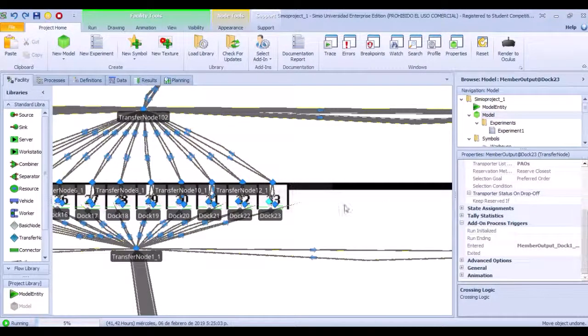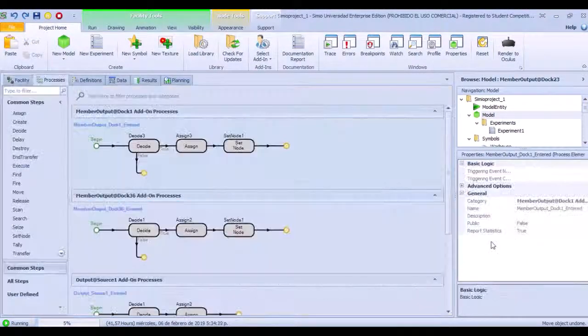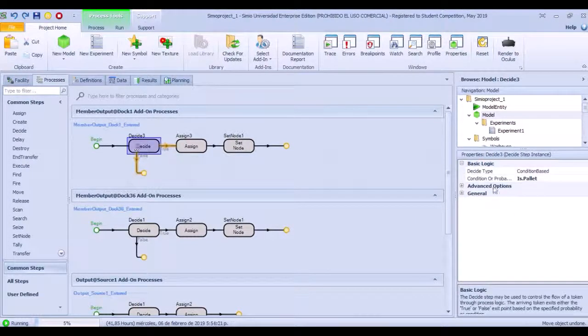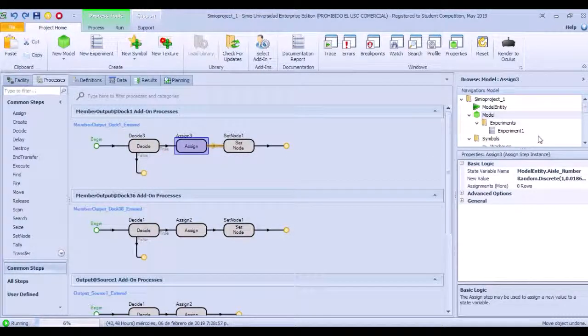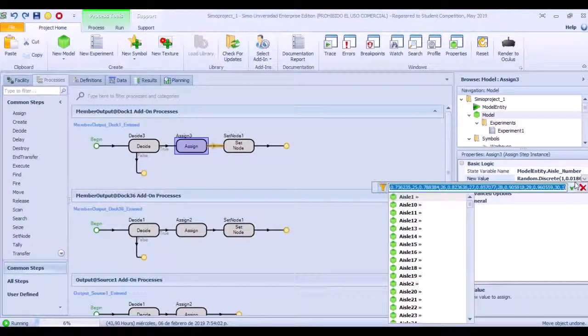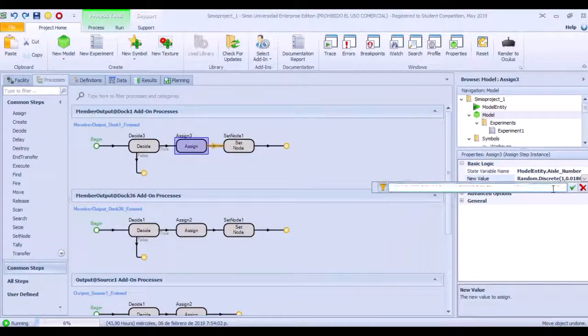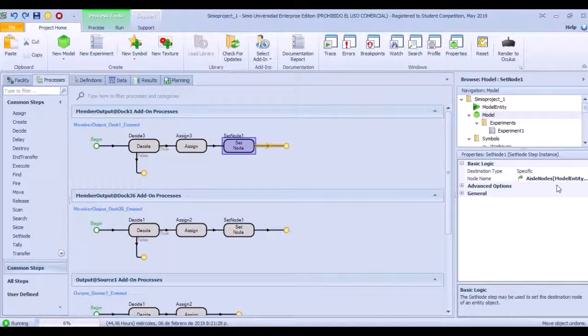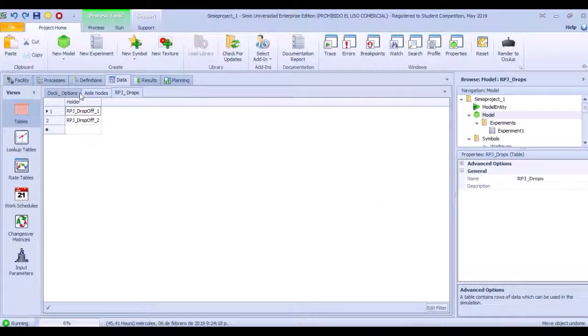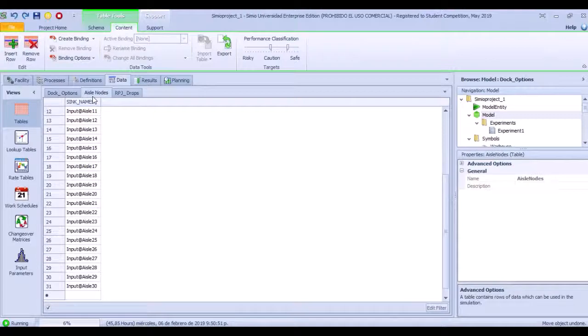And let's go ahead and look at the process logic for that. We first decide, exactly like the process of dock 36 through 46, if it is a pallet or not, and then it goes into the random discrete distribution of aisle numbers 1 through 30. And after that, we have the set node to reference that random discrete distribution and go along with the table that I made of the input of the aisles.